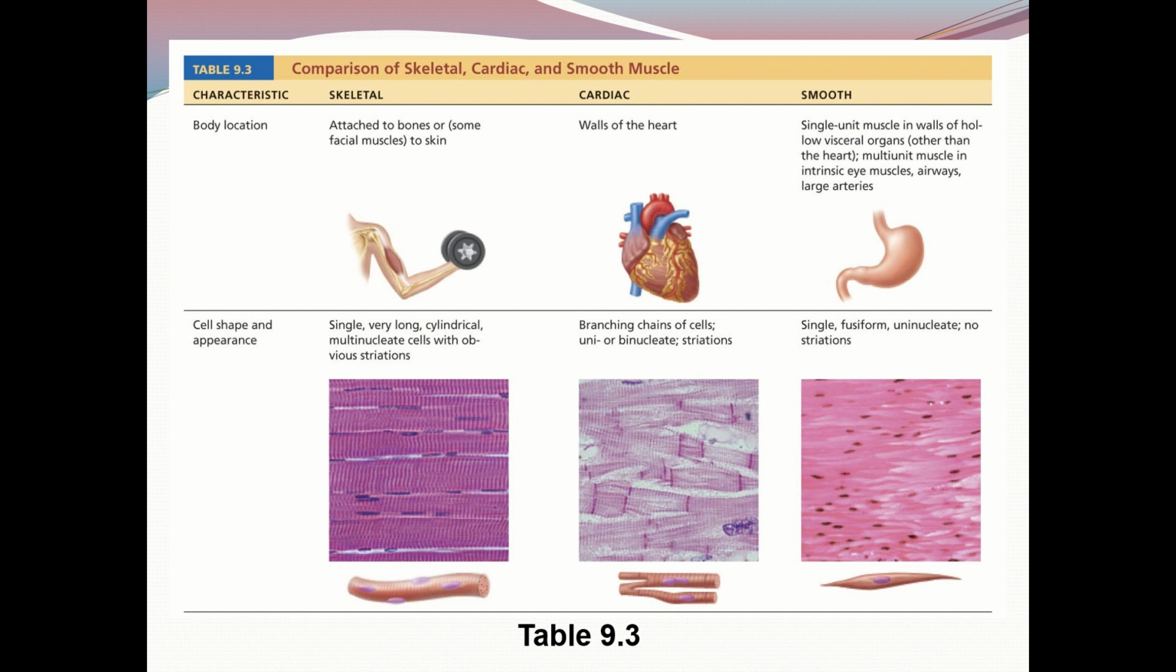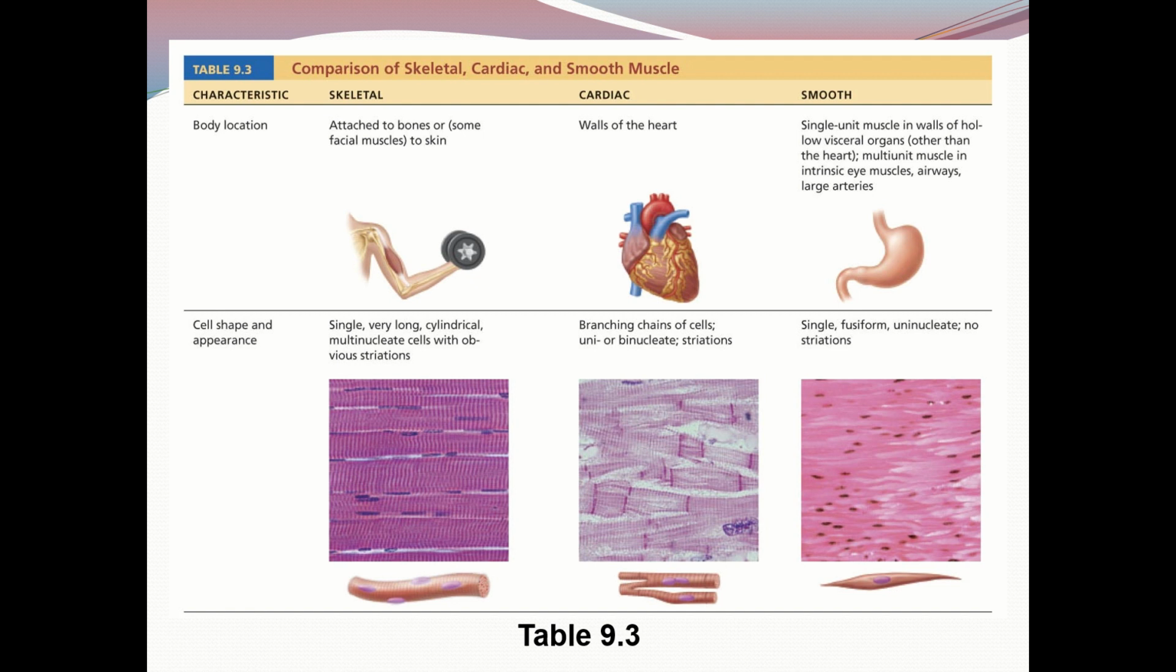This is from another textbook called Marieb, and I love this illustration, so hence the chapter 9. But you can see here that with skeletal muscle, it is attached to the bones, or some facial muscles will attach to the skin. And you can see the single, very long, cylindrical, multinucleated cells, obvious striations pictured.